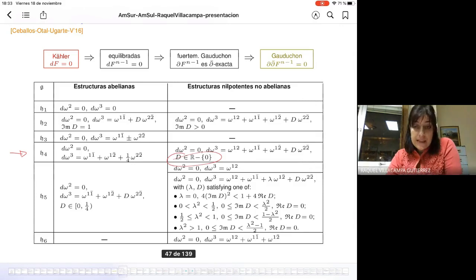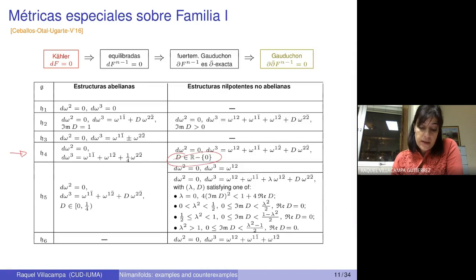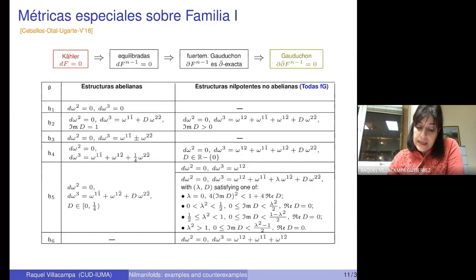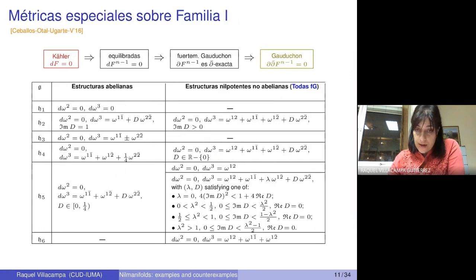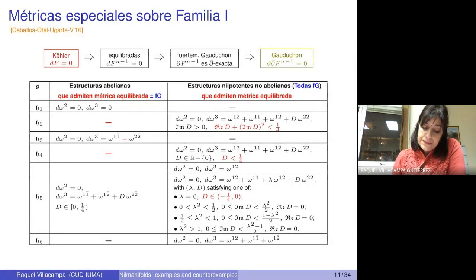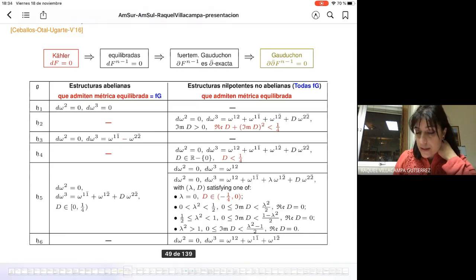Okay. After that, we can study the Hermitian metrics over these structures. So recall the weakenings of the Kähler condition, and we study the balanced condition and the strongly Gauduchon condition in this family. We obtain the following. In the case of non-abelian complex structures, all of the structures admit a strongly Gauduchon metric, but not all admit a balanced metric, only these ones put here in red color.